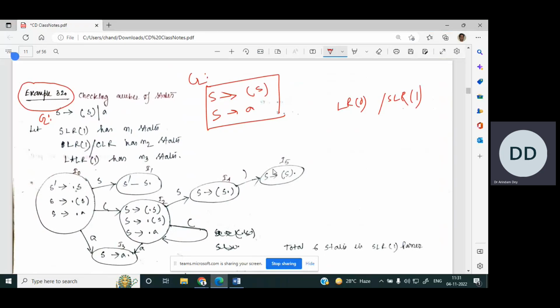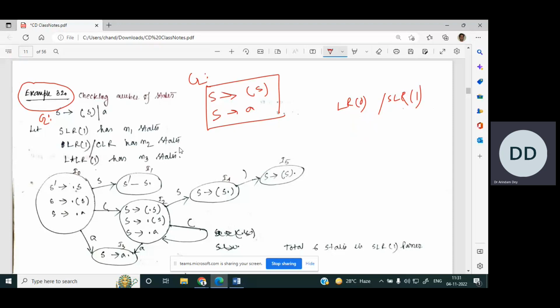LALR and CLR we are not checking. Later we will check. But certainly we know if the grammar is LR0, by default it will be SLR, by default it will be CLR, by default it will be LALR. Okay. Now let us move to our discussion.